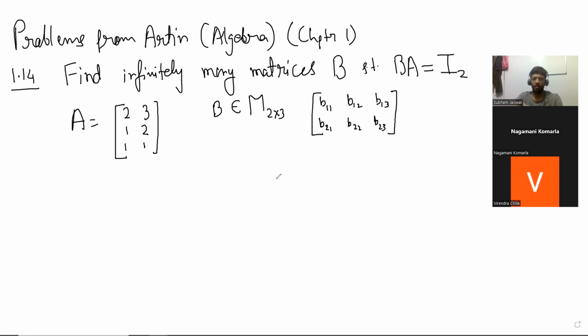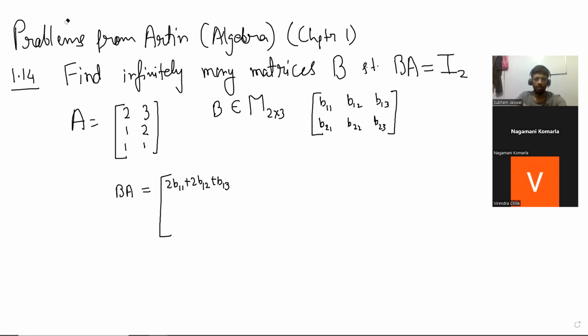So now, when we perform the multiplication, we get BA equal to, using your notation, 2B11 plus 2B12 plus B13. Oh no, sorry, just B13. That's all. Just B13.